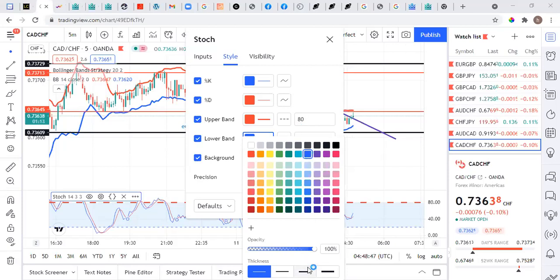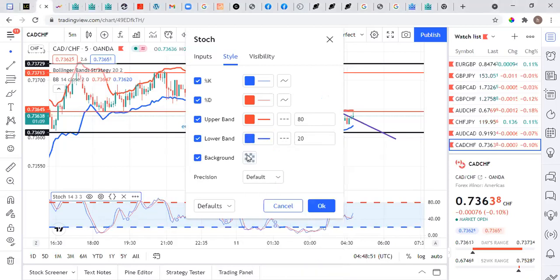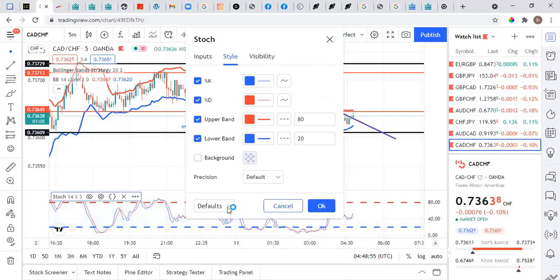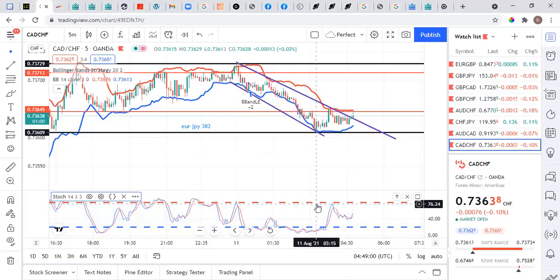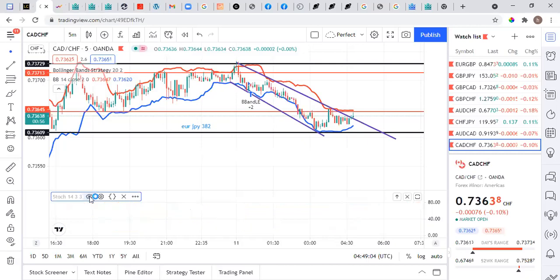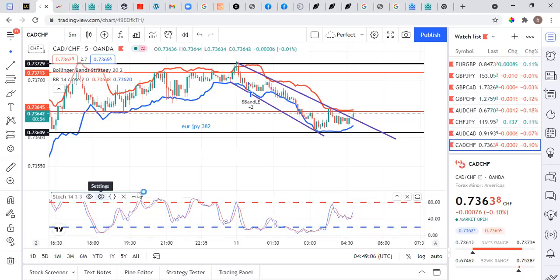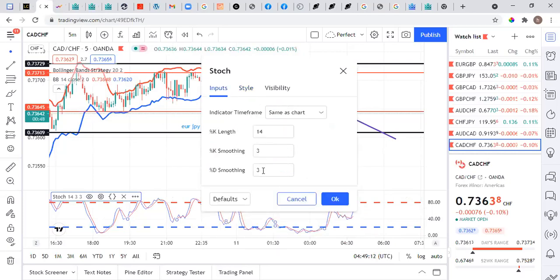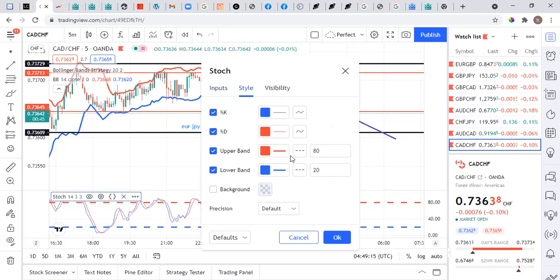Okay, so I want to pick this line. I like to remove the background, so let me just uncheck it. And I'm going to save as default. Now there's still one more thing I would like to do. This line, I want it to be thicker than this. This is just a personal preference, so you don't have to. I think what you just need to take note of is this 14, 3, 3. The rest will be your personal preference.